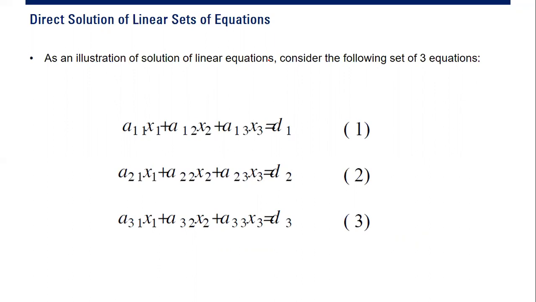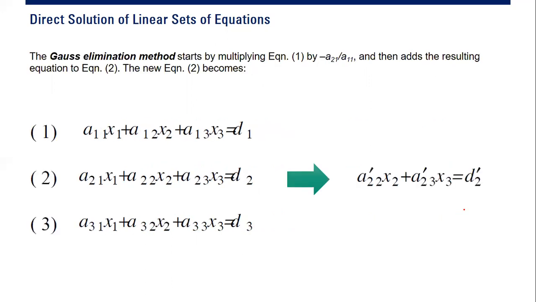So let's see this text. As an illustration of the solution of linear equations, this is very important. We actually have linear equations, and by knowing that, we know the method that we will use to solve them. So we need to consider the following set of three equations. We have A11 x1 and then A12 x2, A13 x3 equals D1, and then A21 x1 and so on and so forth. We have three equations. All right, just follow me.